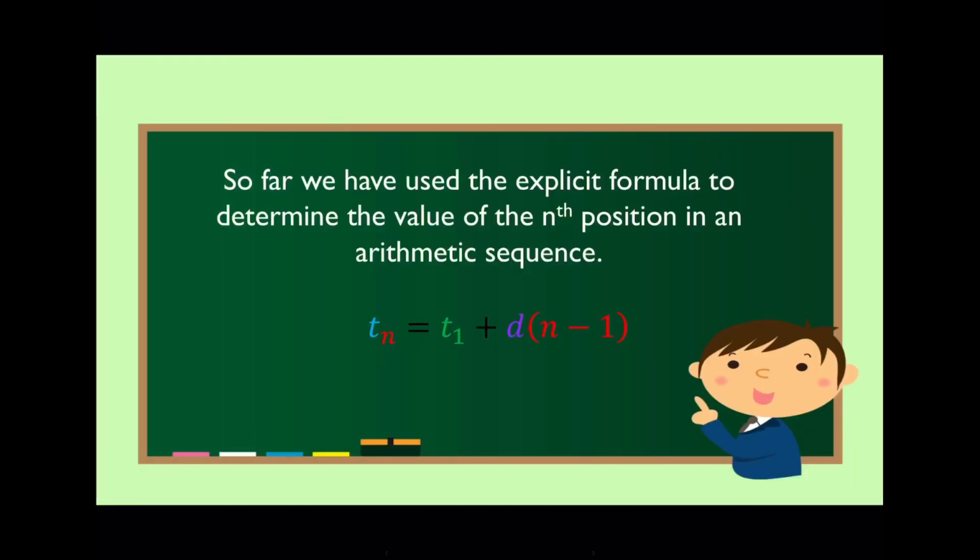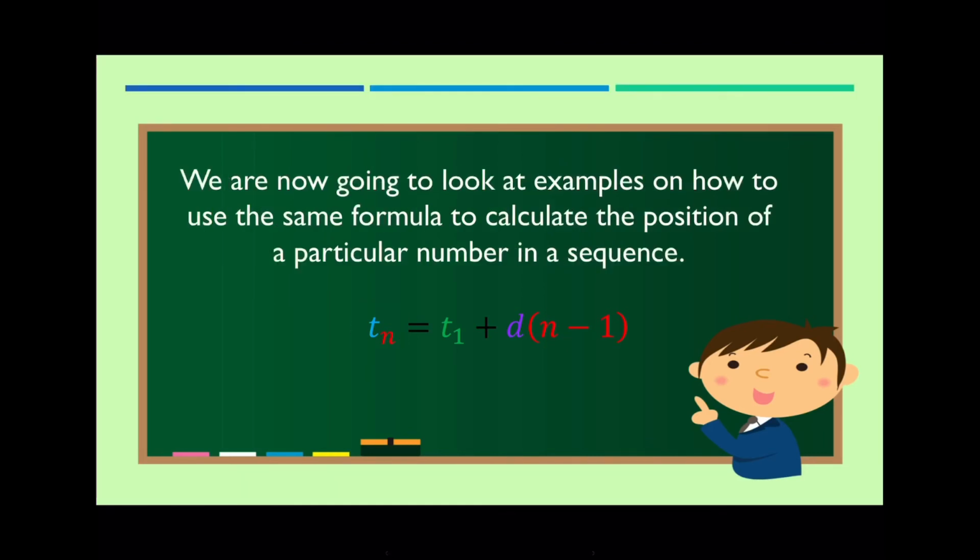Now, so far, we've looked at using this explicit formula to determine the value of any position within the arithmetic sequence. So what is the 100th term value? But what we're going to be looking at now is how to use the same formula to calculate the position of a particular number in a sequence.